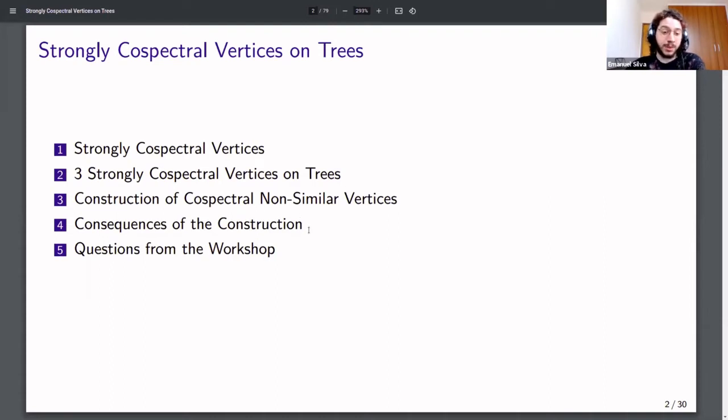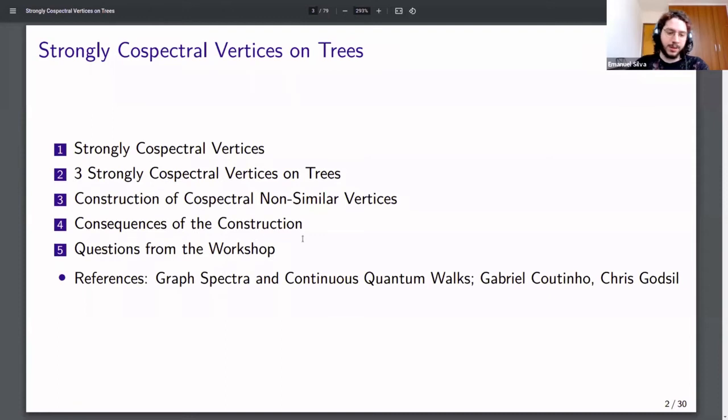Then I'm going to talk about the consequences of this construction, and then some questions that appeared at the workshop. Most of the references of this talk are from the unpublished book of Gabriel and Chris called Graph Spectra and Continuous Time Quantum Walks.